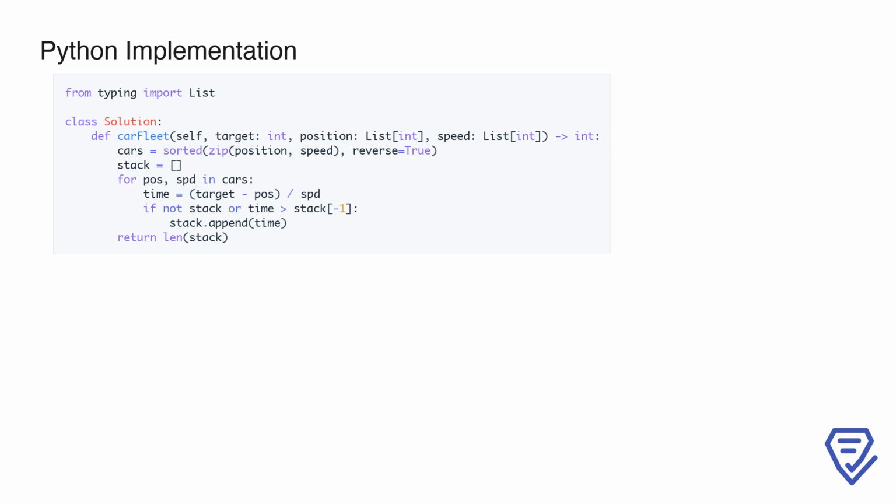If the stack is empty or the car's arrival time is greater than the fleet on top of the stack, we append this new time, signaling a new fleet. Otherwise, the car merges with fleets ahead and doesn't increase the count. Finally, we return the number of distinct fleets by checking the stack's length.